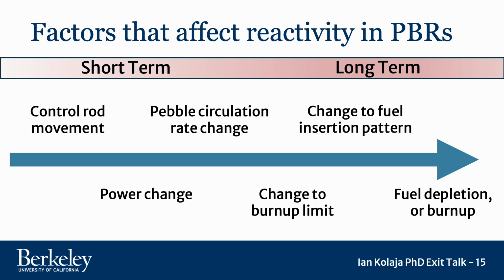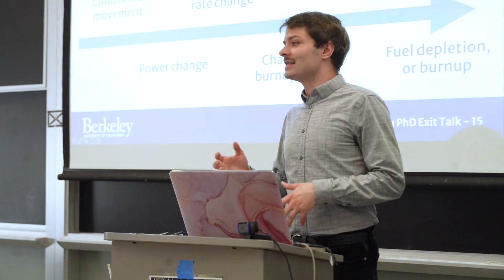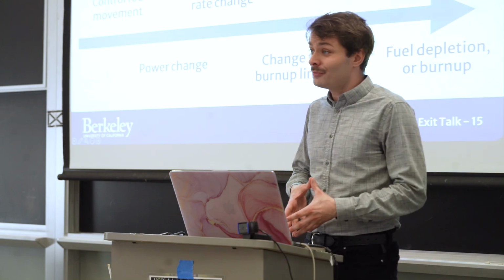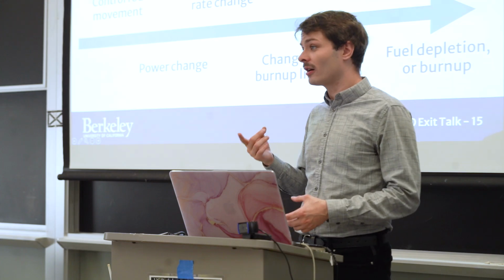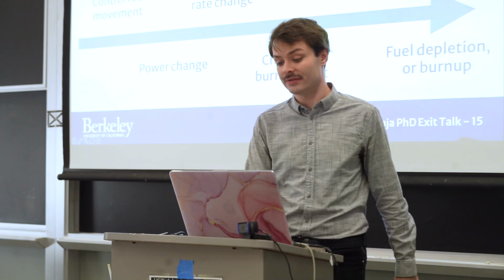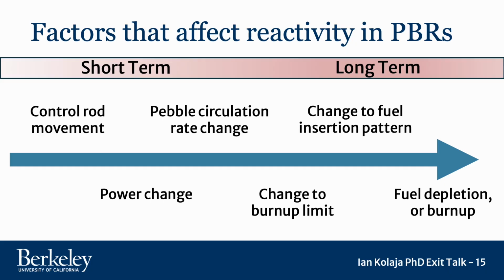Changes to pebble circulation and the burnup limit are a little bit more subtle and take more time to manifest. Meanwhile, if you're changing the ratio of fuel pebbles that you're inserting, so using different enrichments or using graphite pebbles, that's going to take a few months to fully propagate through the core, while having a large impact on your reactivity and your excess reactivity. And finally, fuel depletion burnup is going to be the longest term reactivity effect, happening over months.